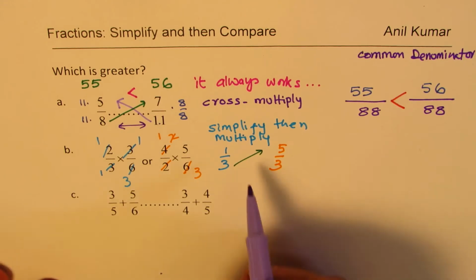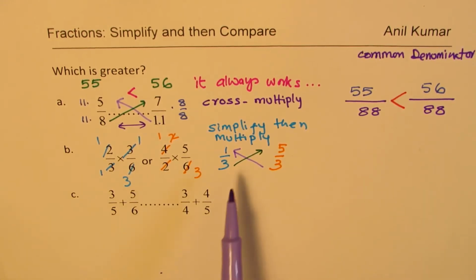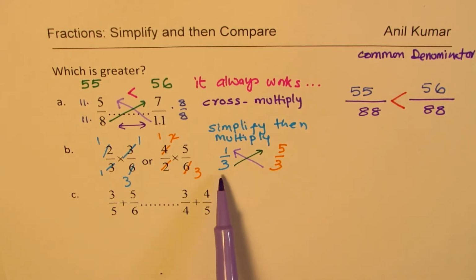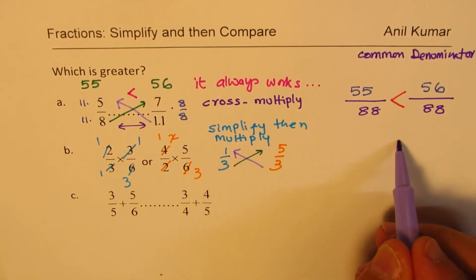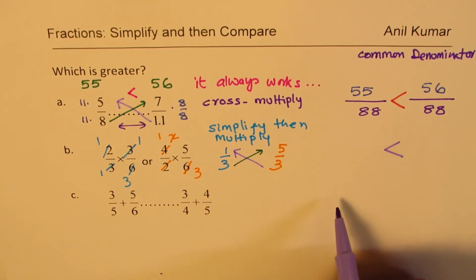And once you cross multiply, it's easy to compare. Even otherwise, the base is 3, so no need to cross multiply also. Since you have the same base, just compare 5 and 1. You know 5 is greater, right? So we write this sign. 5 is greater, so this is the greater than sign.